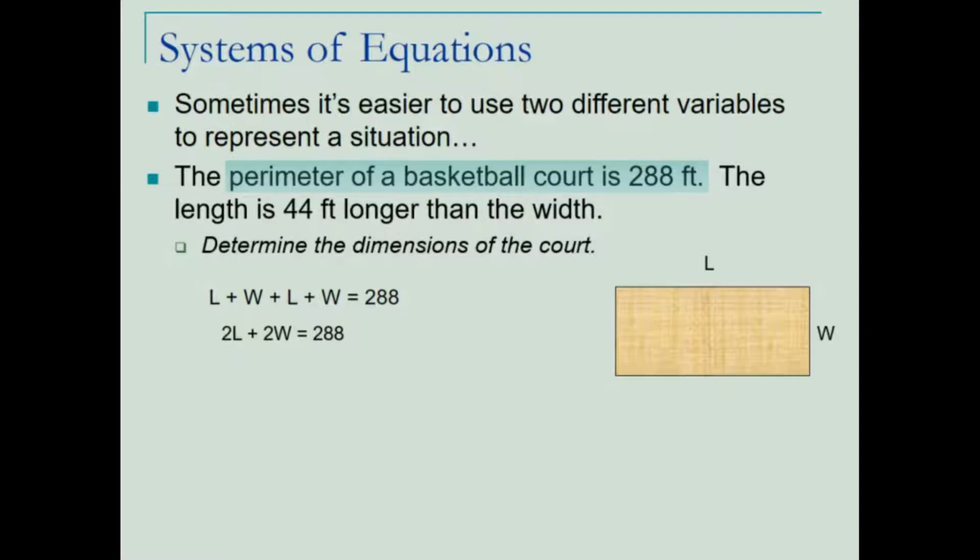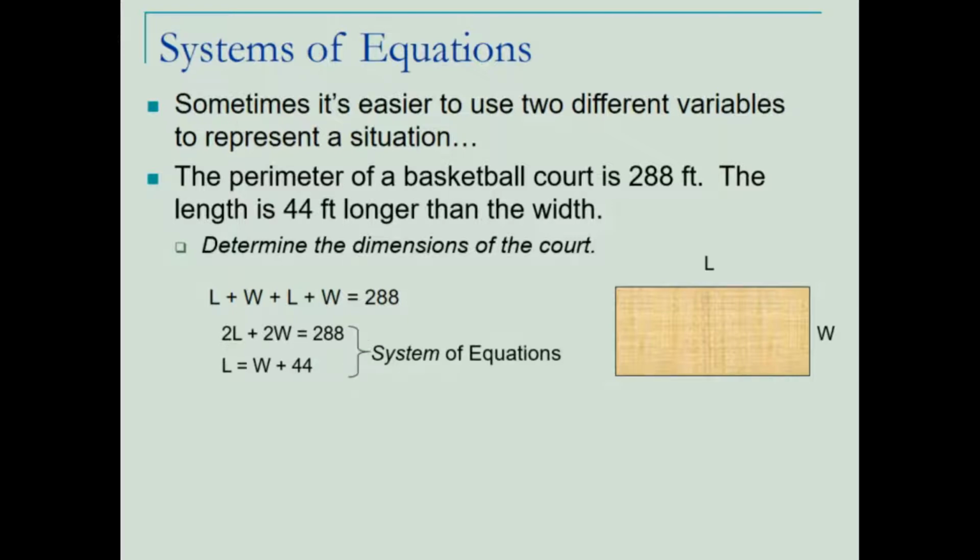Looking at the other piece of information in this problem, we can create an equation representing it using the two variables. Length is 44 feet more than the width is the translation or representation of that second equation. These two equations form a system of equations that must both be true.